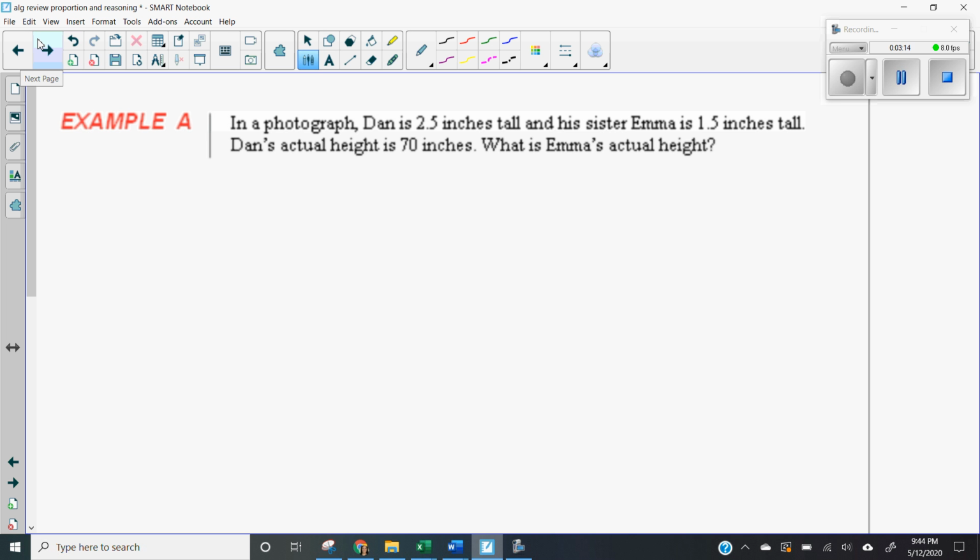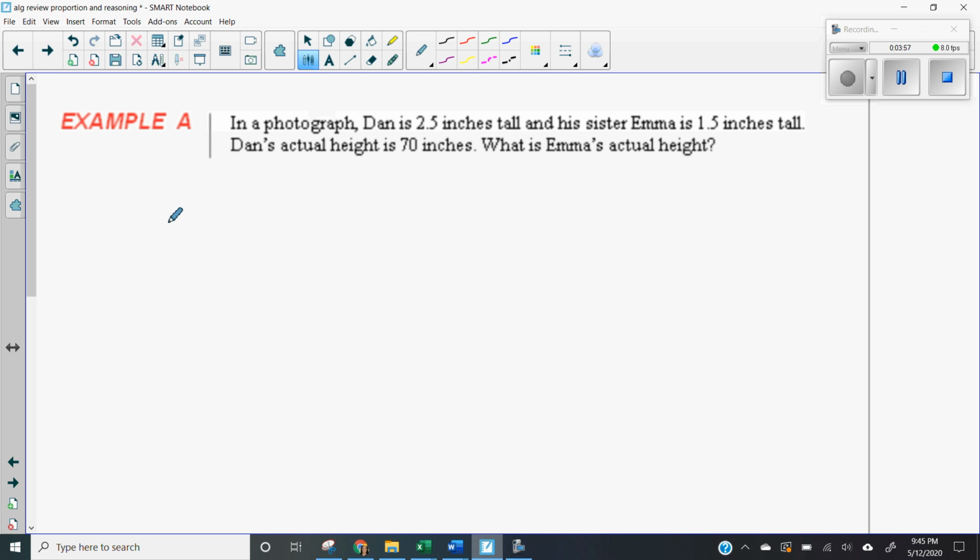In a photograph, Dan is 2.5 inches tall and his sister Emma is 1.5 inches tall. Dan's actual height is 70 inches. What is Emma's actual height? So I'd actually like you to think about starting this on your own first. In a second, I'll tell you to pause, but I want you to write down a proportion that you would use to solve this. Now, some of us might be tempted to just go to the calculator right away and come up with an answer, and likely you would be correct, but I want you to force yourself to write out a proportion that represents this information. Okay, so go ahead and pause and do that on your own, and then come back to me and I'll share some with you.